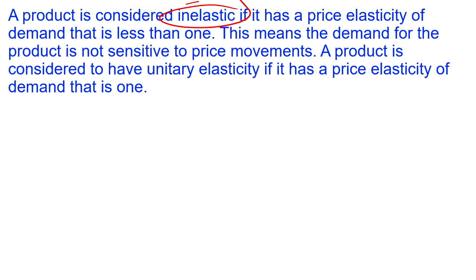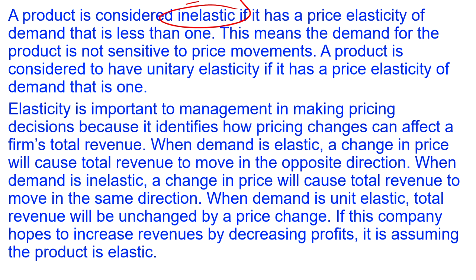So we've defined it, but we need the role in terms of total revenue. Elasticity is important to management in making pricing decisions because it identifies how pricing changes can affect a firm's total revenue. When demand is elastic, a change in price will cause total revenue to move in the opposite direction. When demand is inelastic, a change in price will cause total revenue to move in the same direction. When demand is unit elastic, total revenue will be unchanged by a price change. If this company hopes to increase revenues by decreasing prices, it is assuming the product is elastic. So that's the answer.